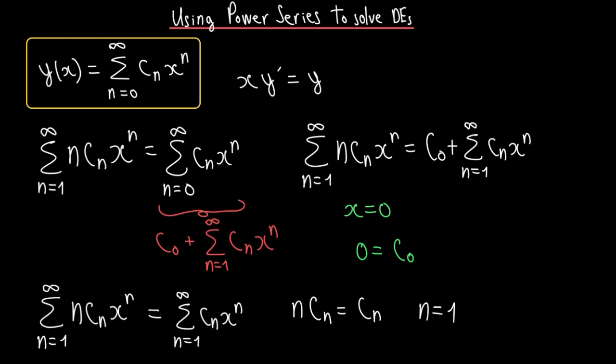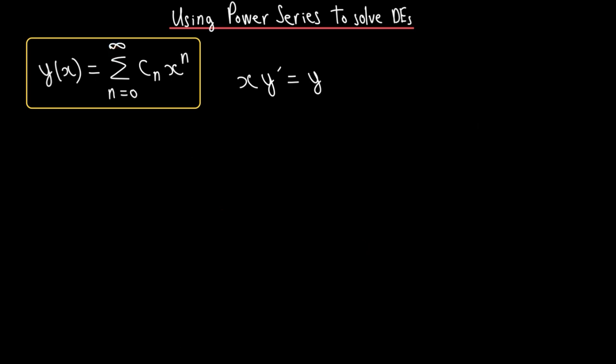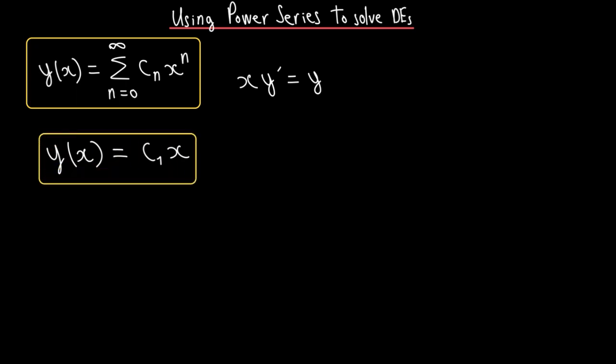And so instead of having n being an integer going from 0 to infinity, we only have n equal to 1. And therefore, our solution to our differential equation is y of x is equal to C1 times x to the power of 1. So C1 times x. And so this is our solution to our differential equation.